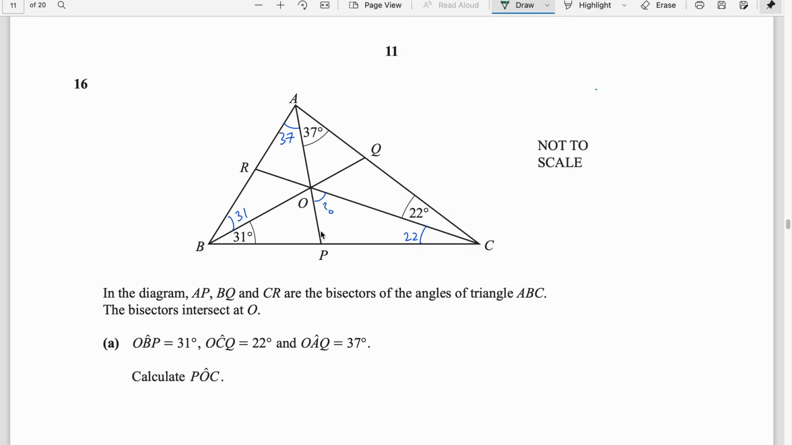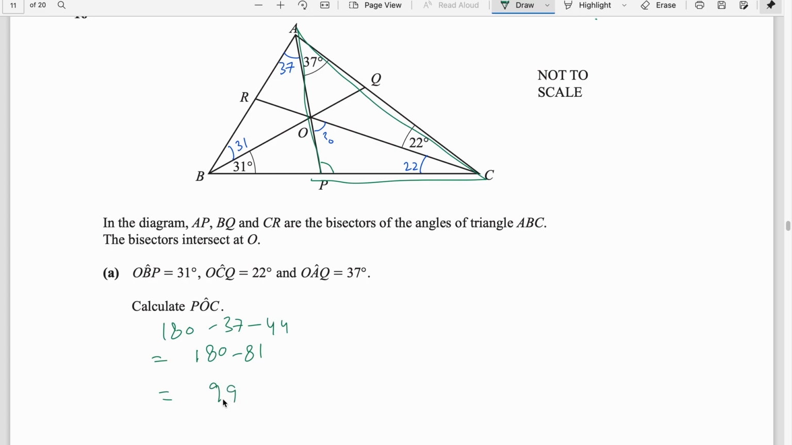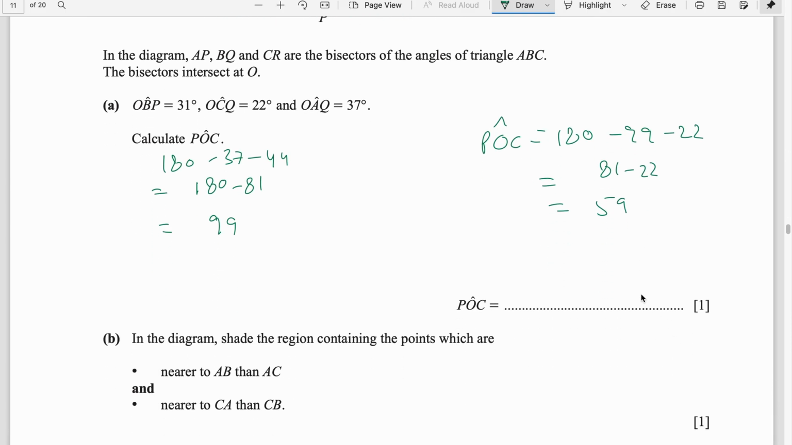For that, I'm going to find the angle OPC first, and I'm looking at this triangle which shows 37 and 44. So 180 minus 37 minus 44, which is 180 minus 81, giving an answer of 99. So this angle right here is 99, and my unknown angle POC equals 180 minus 99 minus 22, is 81 minus 22, that is 59.